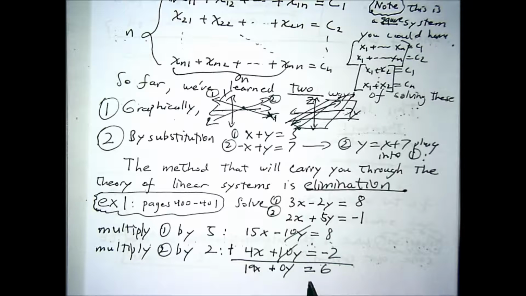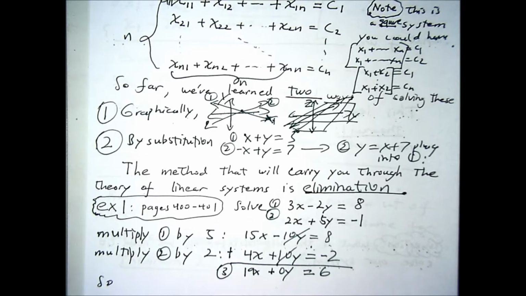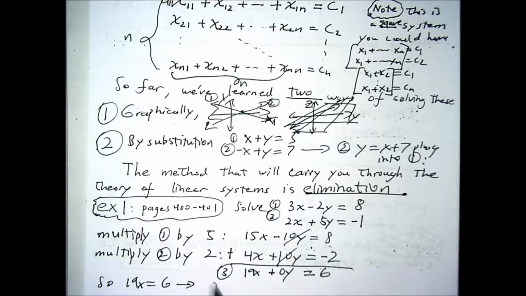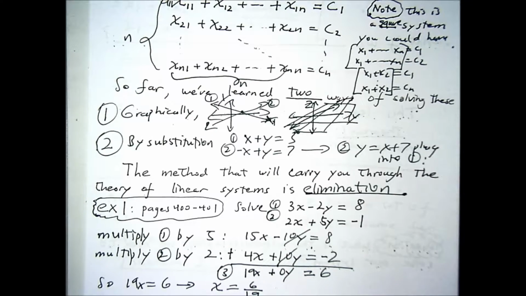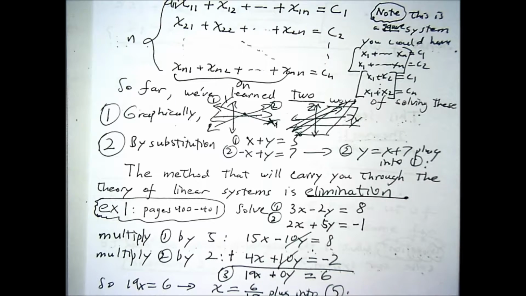And now we have an equation just for x. So we would say, and really you might call this equation 3. Actually, well, for now let's call it equation 3. So 19x is equal to 6 means x is equal to 6 over 19. And then you could plug this into either equation 1 or equation 2. So what we'll do is plug it into equation 2.